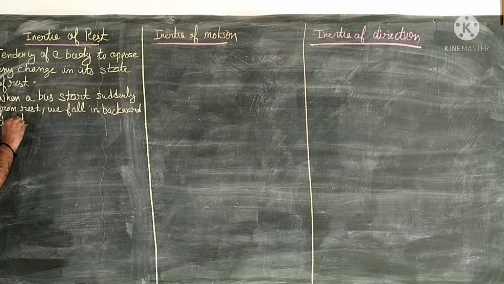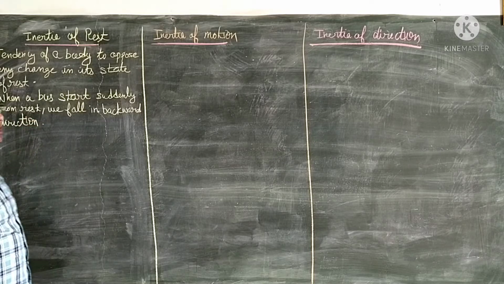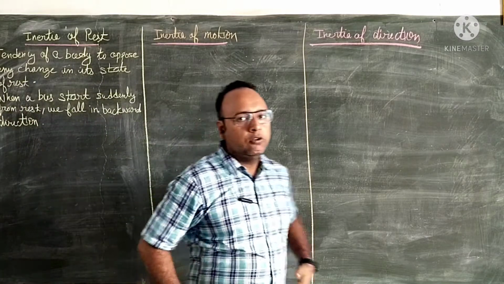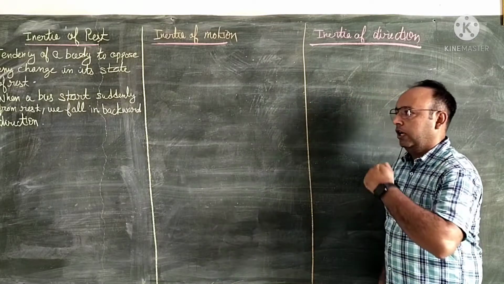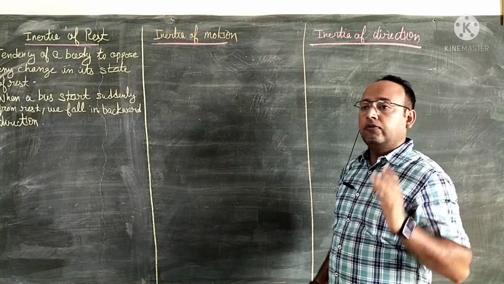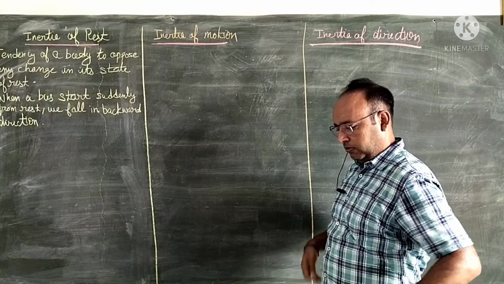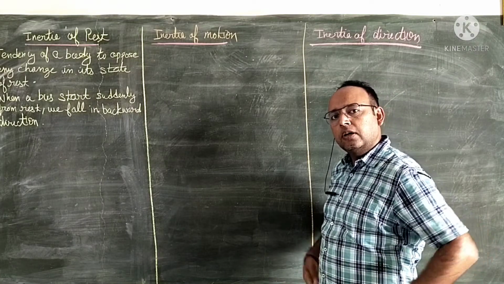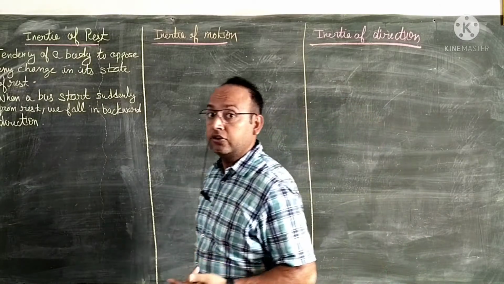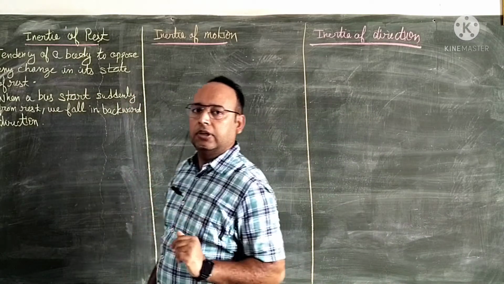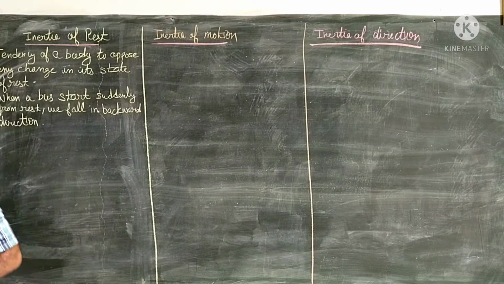So why do we fall in the backward direction? Suppose we are sitting in the bus, and the region below the waist is in direct contact with the bus while the upper portion is free. When the bus starts, our region below the waist comes into motion, but the upper portion tries to remain at rest due to inertia of rest, and we fall backward, right? So this is one example.